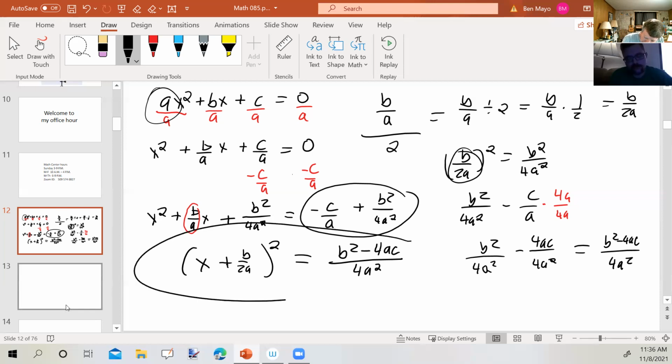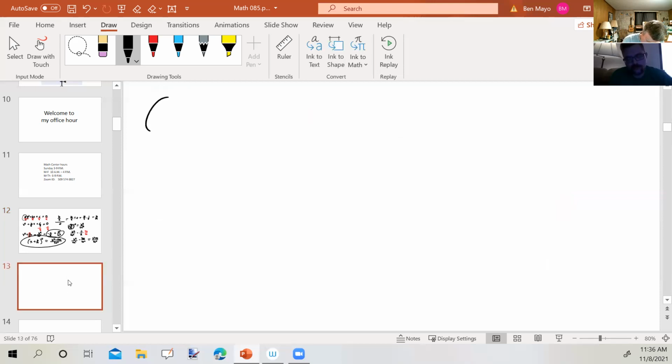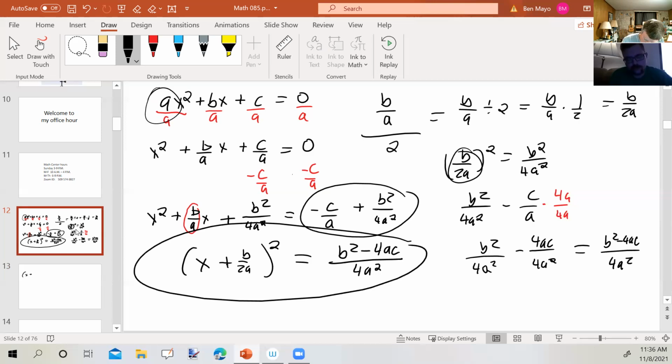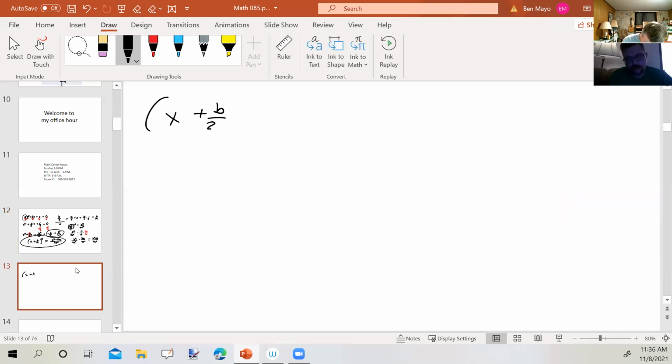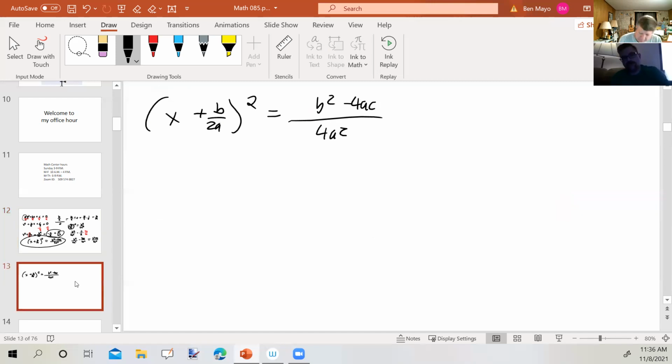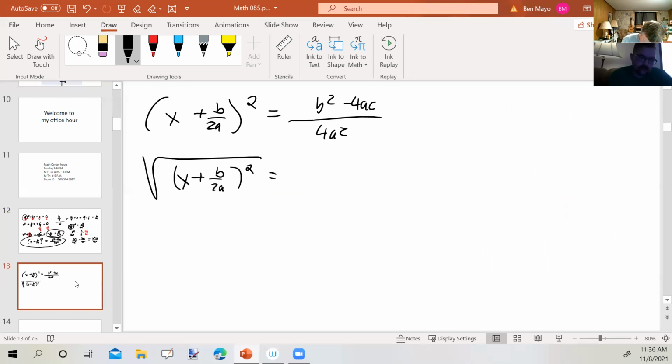I'm going to take this and recopy it on the next page. x plus b over 2a, quantity squared, equals b squared minus 4ac all over 4a squared. So now I take the square root of both sides of the equation, plus or minus. On the left side, I get x plus b over 2a.